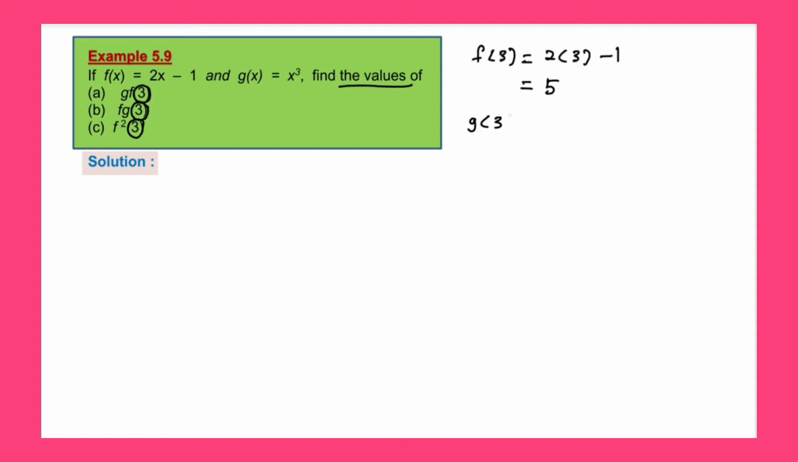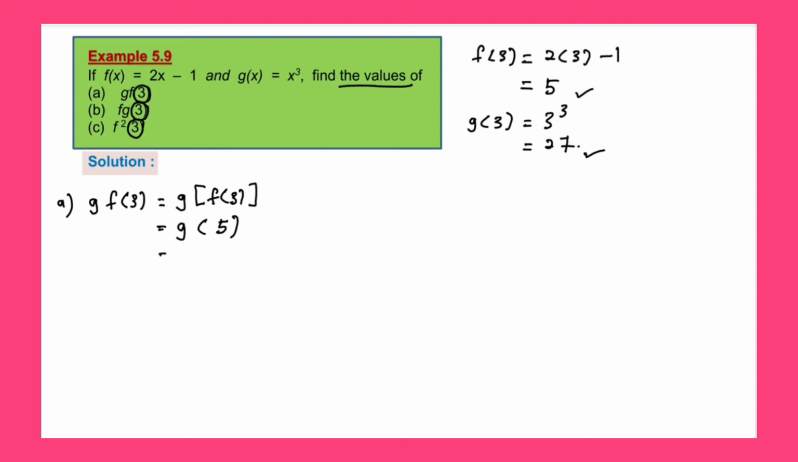Second, I calculate g(3). g(3) equals 3 cubed, and this equals 27. I'm going to use these values straight away. For question a, we have gf(3). From the previous calculation, we know that f(3) equals 5, so this equals g(5). We substitute 5 as the input in the function g. We should have 5 to the power of 3, and this equals 125. That is question a.